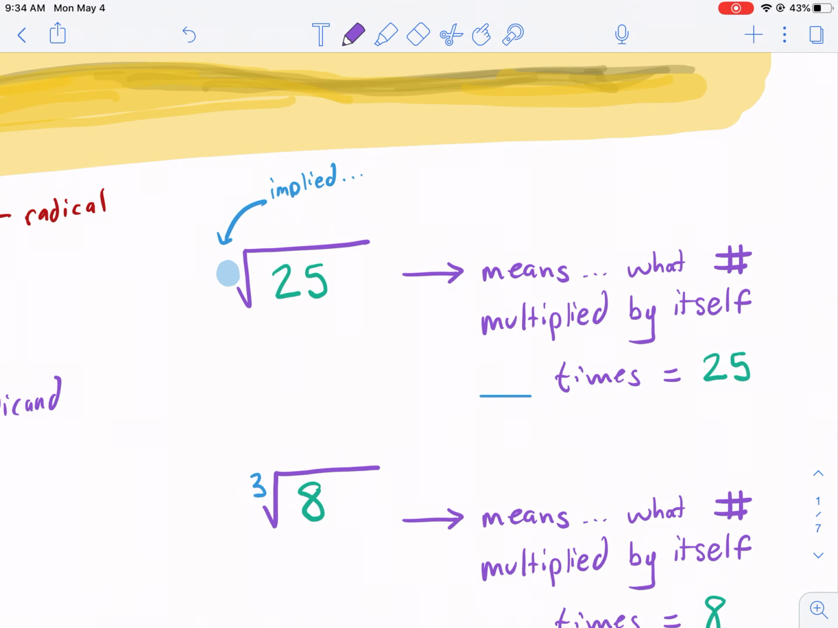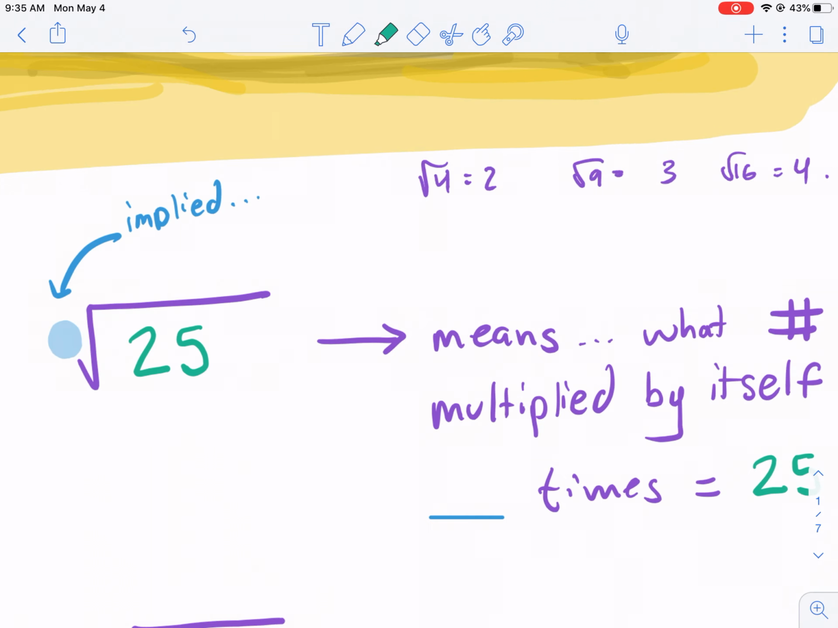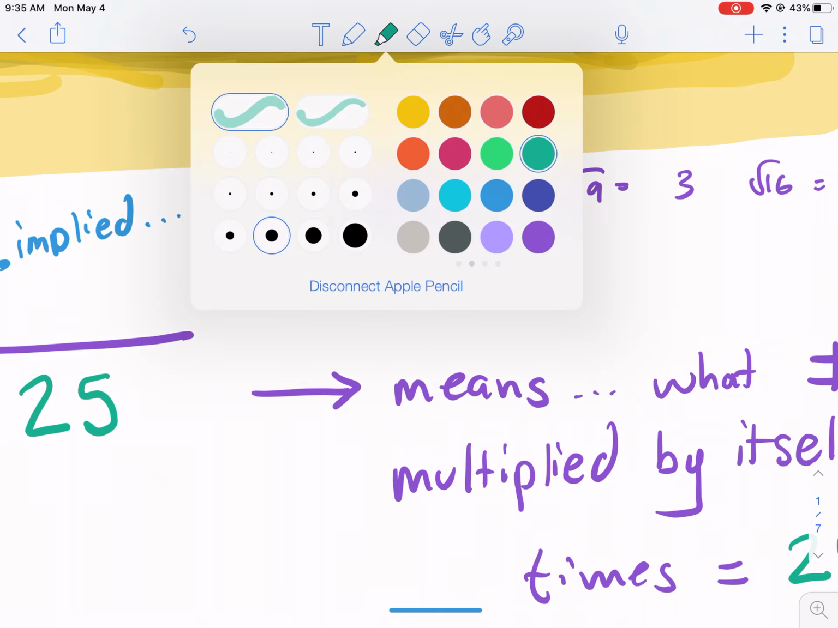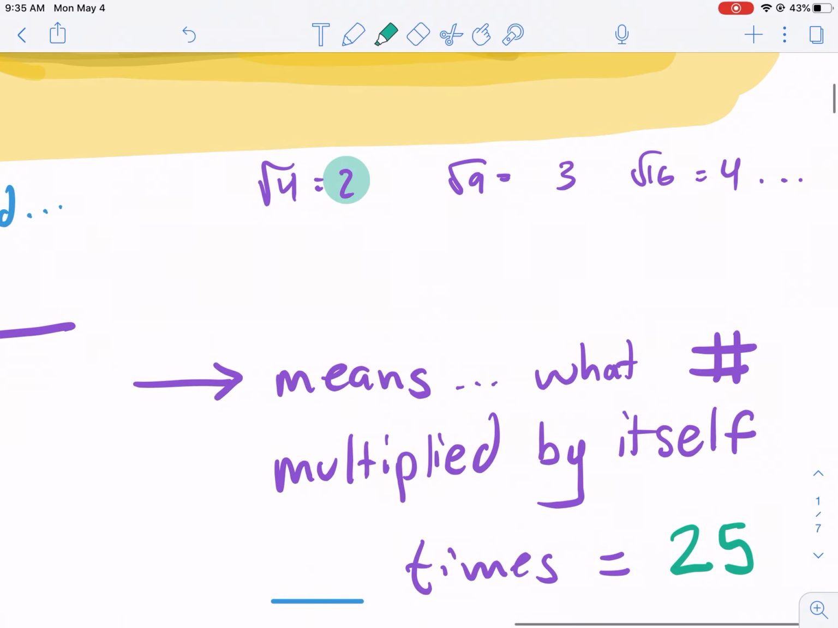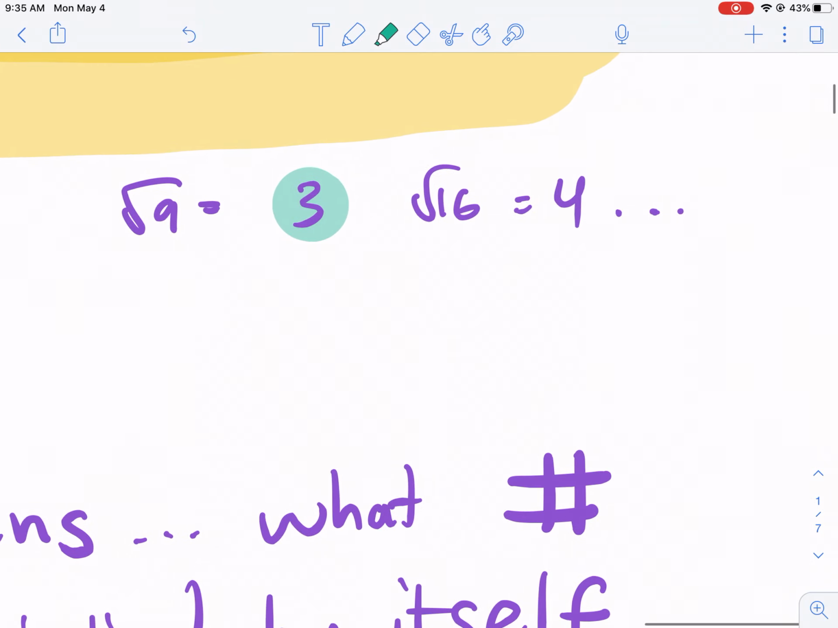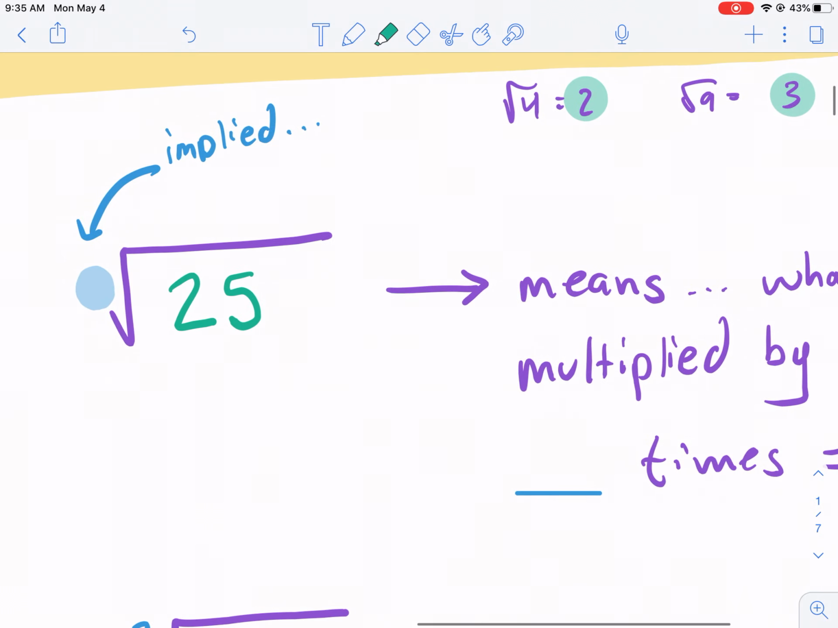Let's talk about something that we're more familiar with: squares, perfect squares and square roots. Most of us know that the square root of 4 equals 2, the square root of 9 equals 3, the square root of 16 equals 4, and so on. What does that mean? All this is talking about is what number times itself twice equals 4, and that's why this is 2. What number times itself twice is 9, and that's 3. 3 times 3 equals 9. What number times itself twice equals 16, and that's 4. So what number times itself twice equals 25?